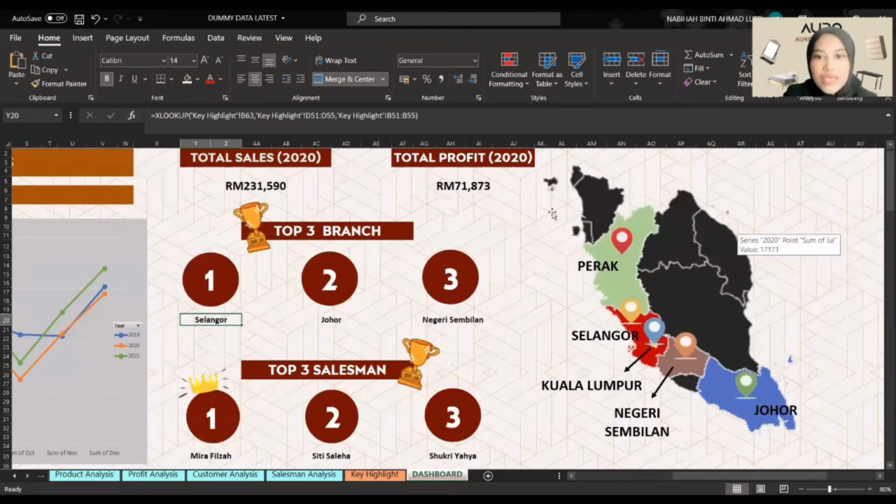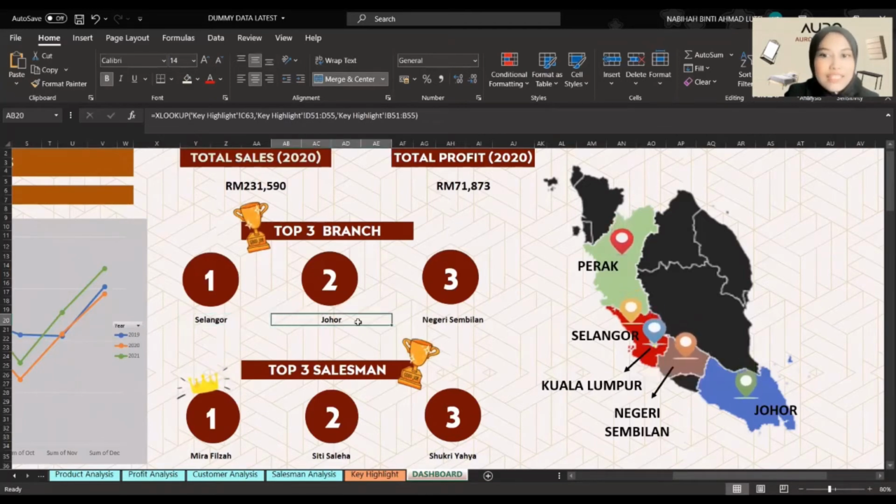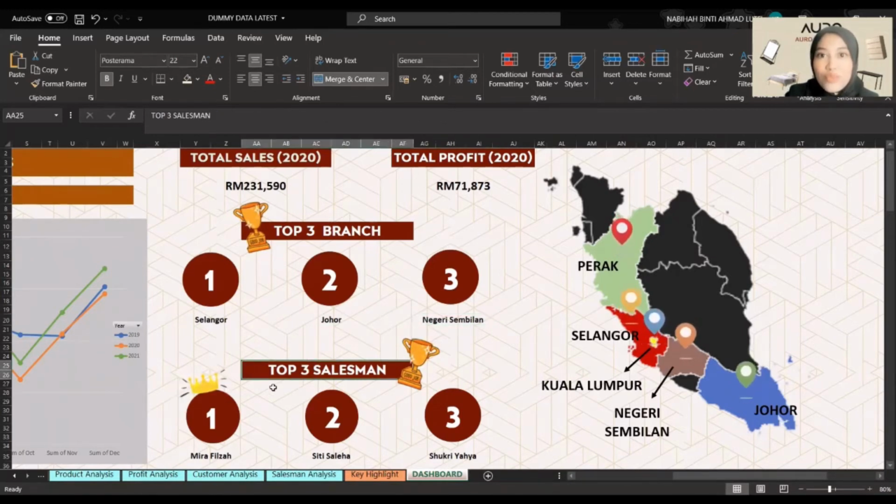And then we get that the top 3 branch goes to number 1, Selangor, number 2, Johor, and the third, Negeri Sembilan. As for top 3 salesmen, the first place goes to Mira Frola, the second one, Siti Saleha, and the third one is Shukri Yahya.